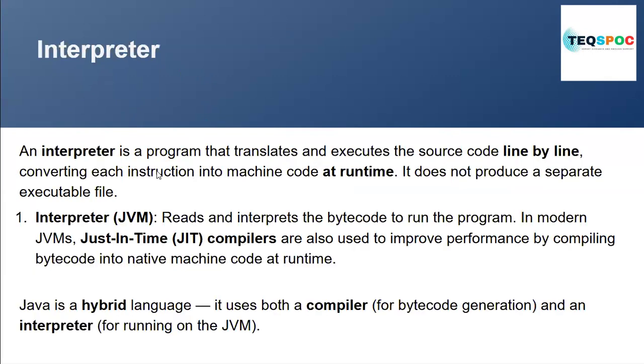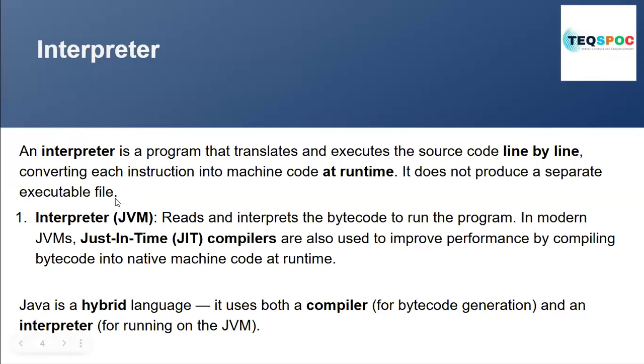Now what is an interpreter? Basically, an interpreter runs your code line by line and executes line by line. So Java has both a compiler and an interpreter. Java is a hybrid language. It uses both compiler and interpreter.